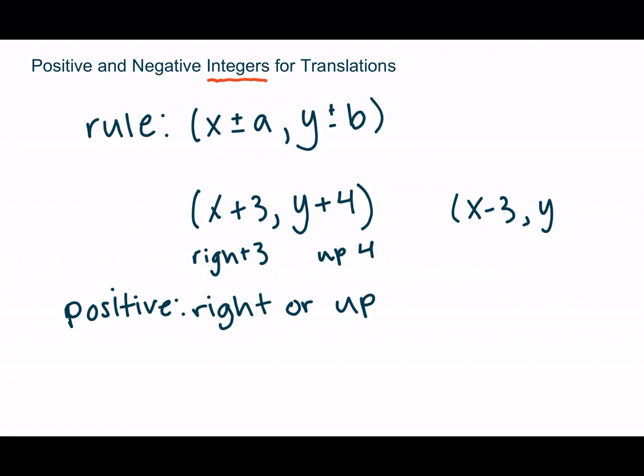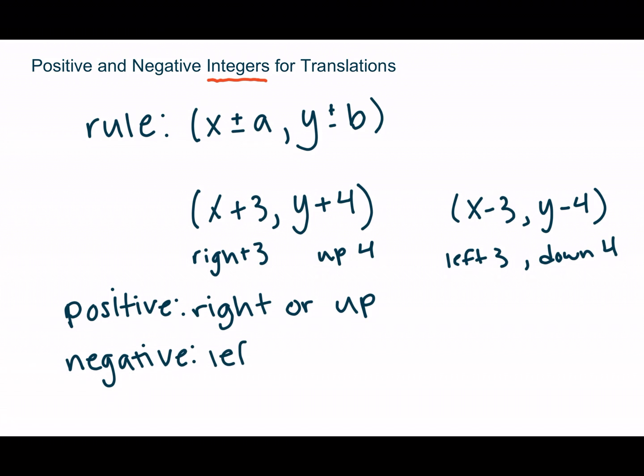Which means my negative, so if I have the same example, but now I'm subtracting 3 from x and I'm subtracting 4 from y, that's going to go left 3 and down 4. So my negative integers, or my negative numbers, that's when we're going left or down.